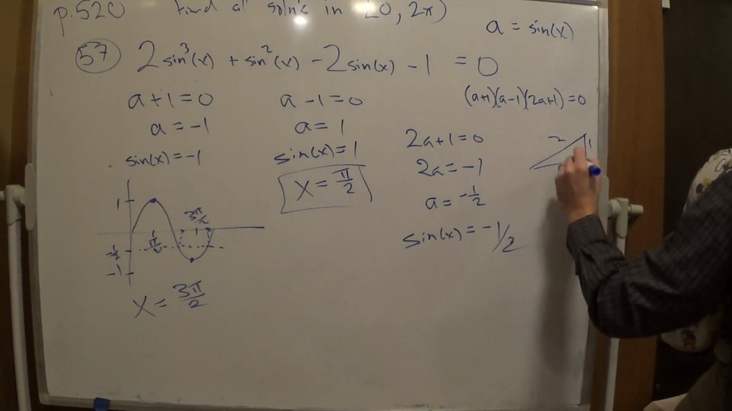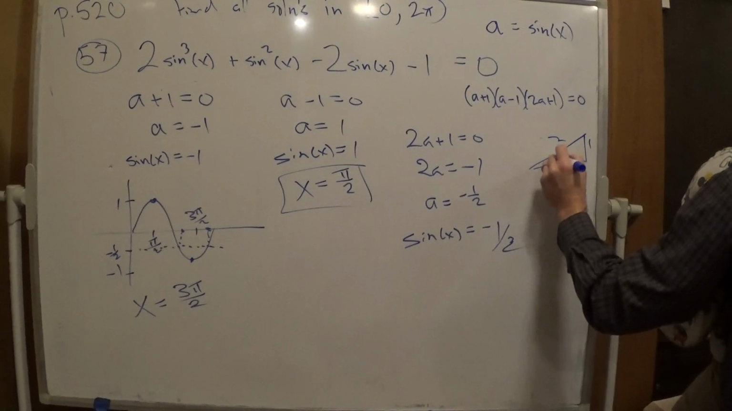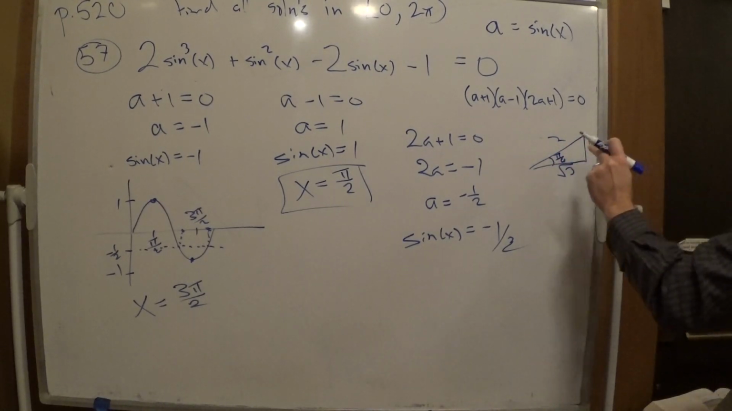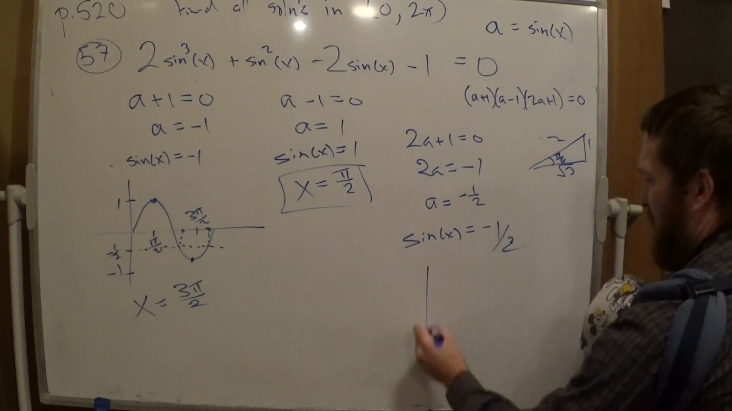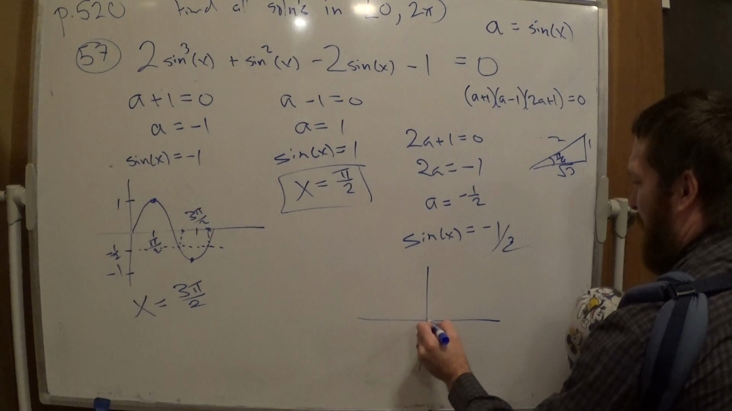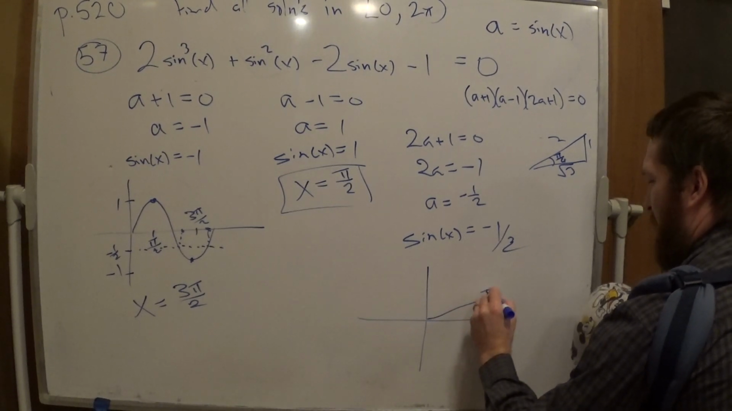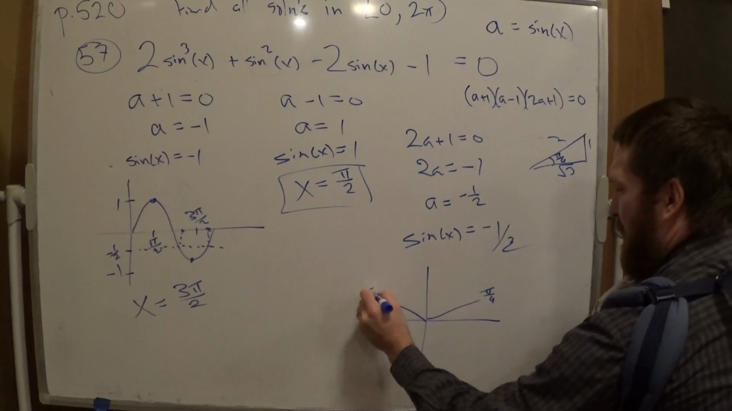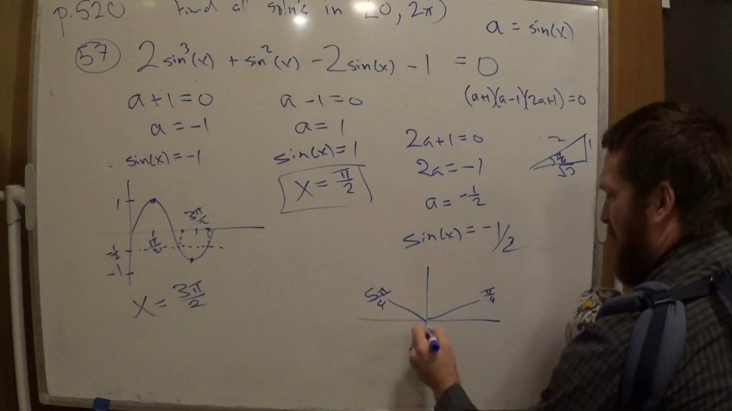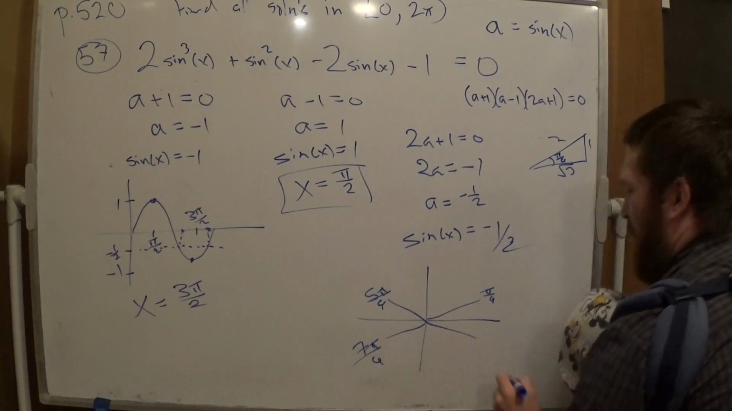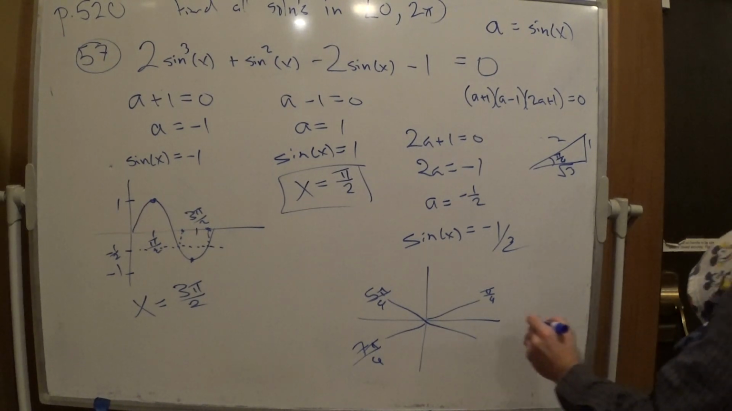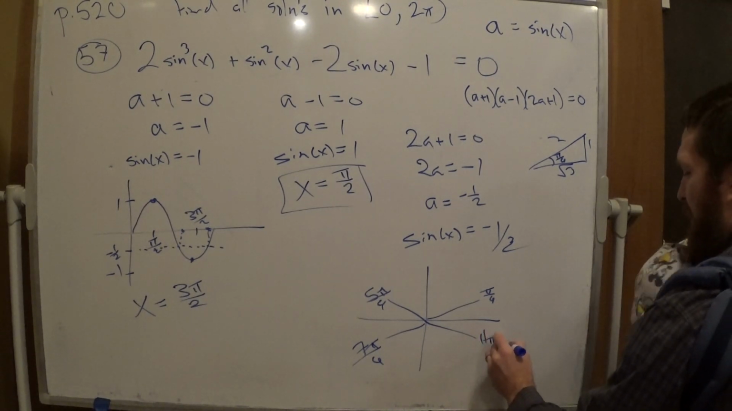So we have 1, 2, root 3. This is pi over 6. Sine of pi over 6 is 1/2. But now, another way of doing this is to just say, where are all my pi's over 6? Here's 1 pi over 6. Here's 5 pi over 6. Here's 7 pi over 6. And what's that last one? 11 pi over 6.